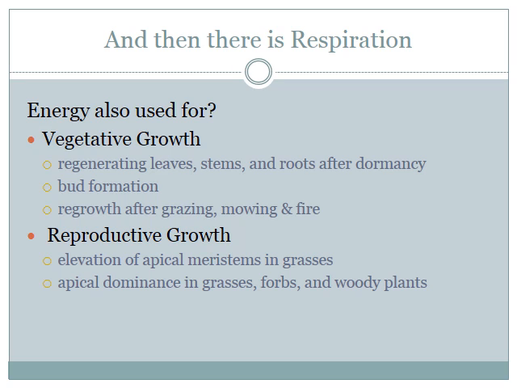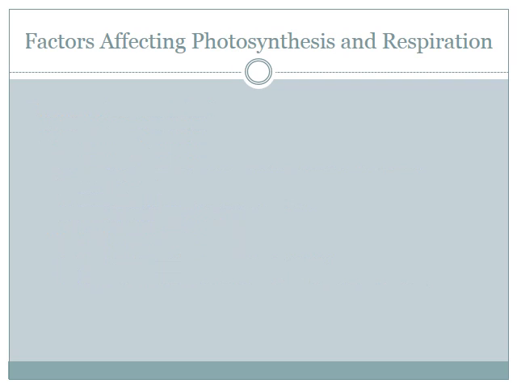Reproductive growth is also a pretty big sink for energy in the plant. When the plant goes to elevate that apical meristem and produce a seed head in grasses, that's quite a lot of energy drain. The apical dominance that is expressed by grasses, forbs, and woodies, where they have that apical meristem that is suppressing the other meristems along the stem, that takes energy, and that's part of that reproductive growth requirement.